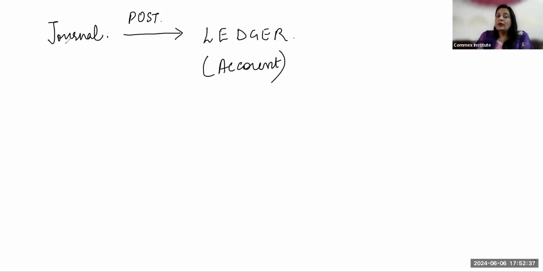When I say using the rules of debit and credit, we pass the journal entry and then post it into the account. So we need to know what we mean by debit and credit. Plus, the initial transaction, which is posted in the journal, is based upon some documentary evidence.